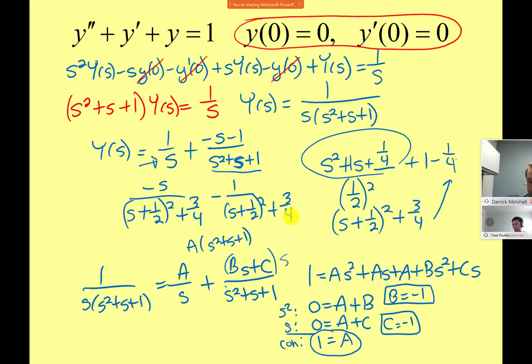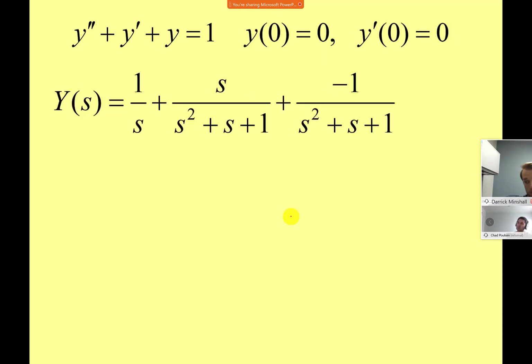Pretty ugly, but I wanted to give you an example. If you have to complete the square, if you have a quadratic that has all three terms, you're going to take the first two, complete the square on it, so you can get it as s plus a quantity squared, and then a number on the end. Okay, I finally have it broken down into what I need for the partial fractions.